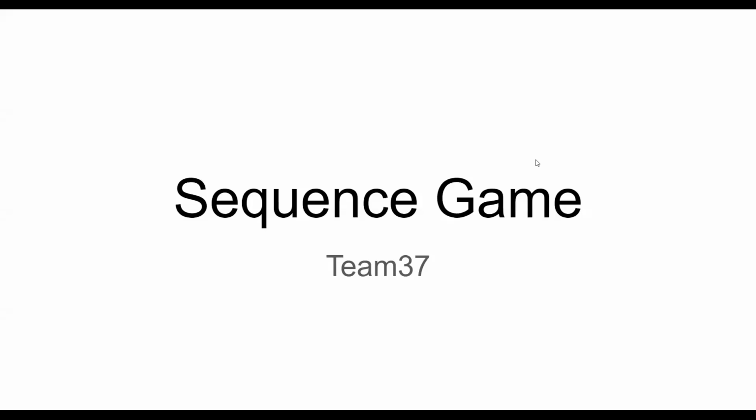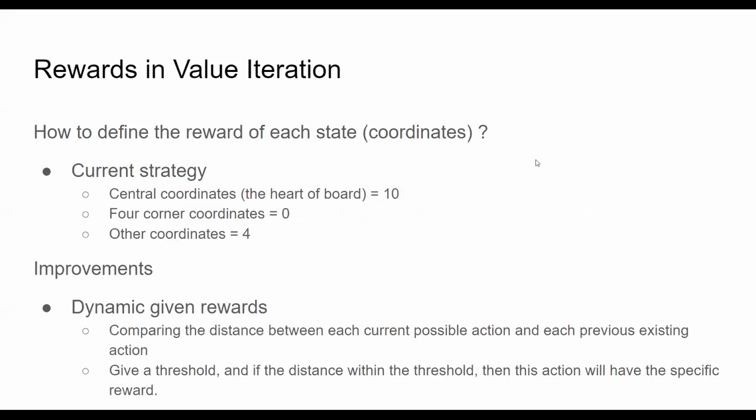So hi, we are team 37. And we are going to talk about the challenges we face in the implementations. To implement the value iteration approach, we divide each state as coordinates on the board. However, the given rewards have a significant impact on the performance, and we found the difficulty of defining the reward for each state.